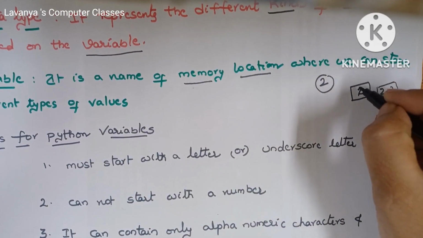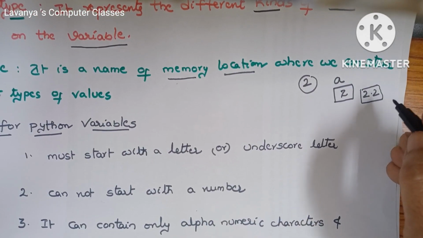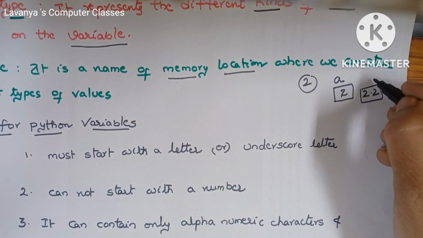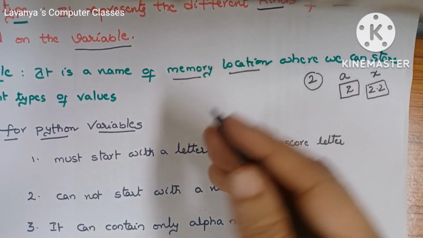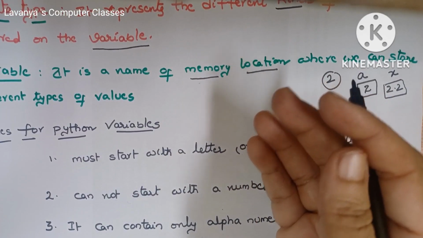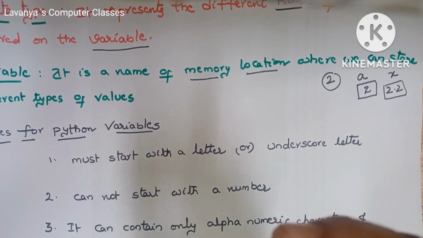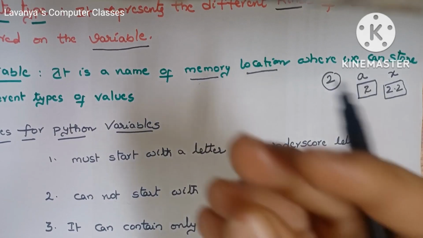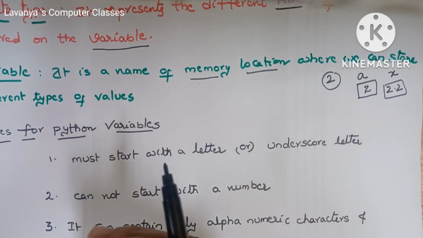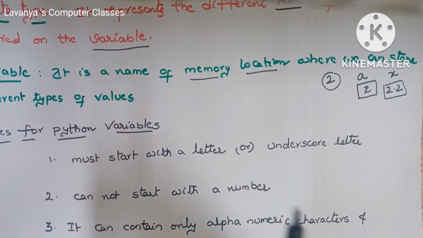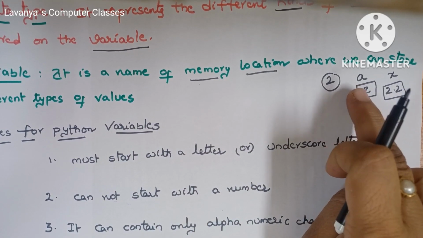For example, this memory location is called A. The place where 2.2 is stored is called X. Take room numbers, for example: room number 101. What is that 101? It is the name, the number of the room. In that room we can store something, or students sit in room number 101. So 101 is like a variable. So here also A is a variable.